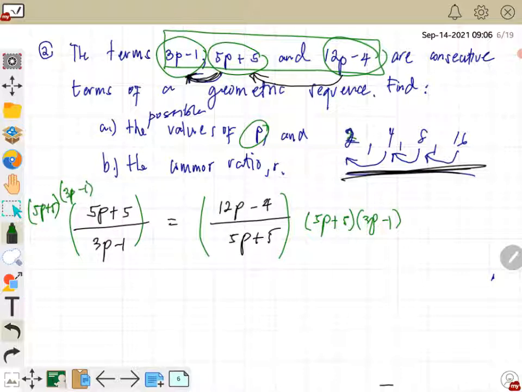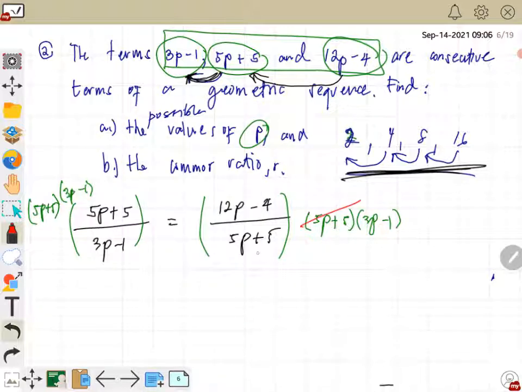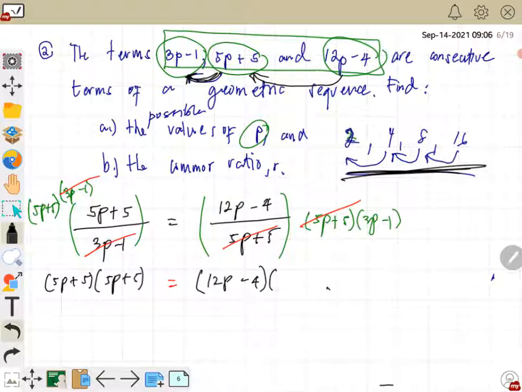Notice that by division, this becomes 1, and this one is also cancelled out. So we are left with 5p plus 5 times 5p plus 5 on the left side, or you can just square it. And on the other side we have 12p minus 4 times 3p minus 1.